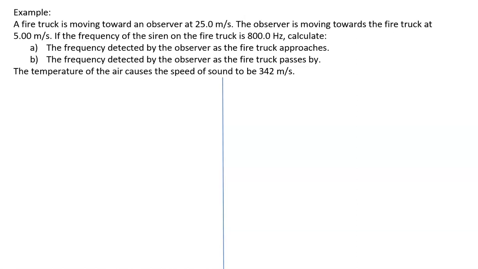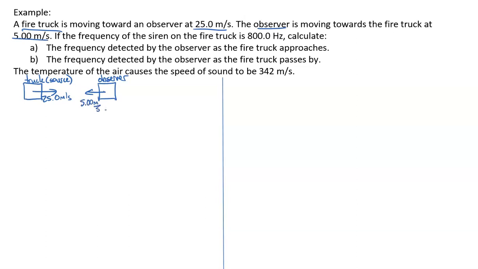So let's write down some givens and calculate this. The first thing that people make a lot of mistakes on, and I recommend doing this, is to draw a quick picture of what's actually going on. Here's the truck. It's the source. A lot of people make mistakes by just getting that first number, the speed of the source, wrong. Here's the observer. And we're told that the fire truck is moving toward the observer at 25 meters per second. This is going at 25 meters per second. We also know that the observer is moving at 5 meters per second towards the fire truck.